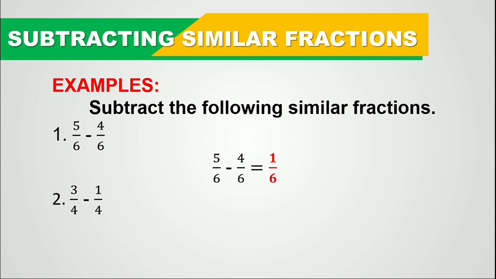Now how about this one, 3/4 minus 1/4. So you will simply copy the denominator, which is 4, and then subtract 1 from 3. So 3 minus 1, that is 2. So 2/4, and that can still be reduced to 1/2. So 1/2 is our final answer.